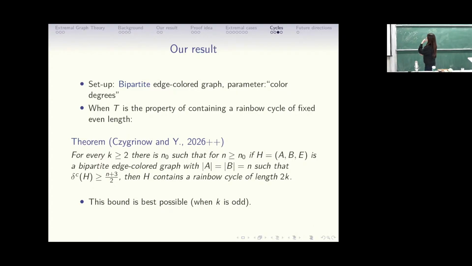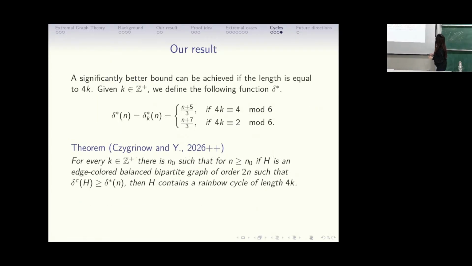Or for any odd k, then naturally for even k, say if we are looking for a cycle of length 4k, then the 4-cycle blow-up is not a counterexample or an obstruction anymore. We can show that with roughly 1/6 of the total number of vertices, we can find a cycle of length 4k.